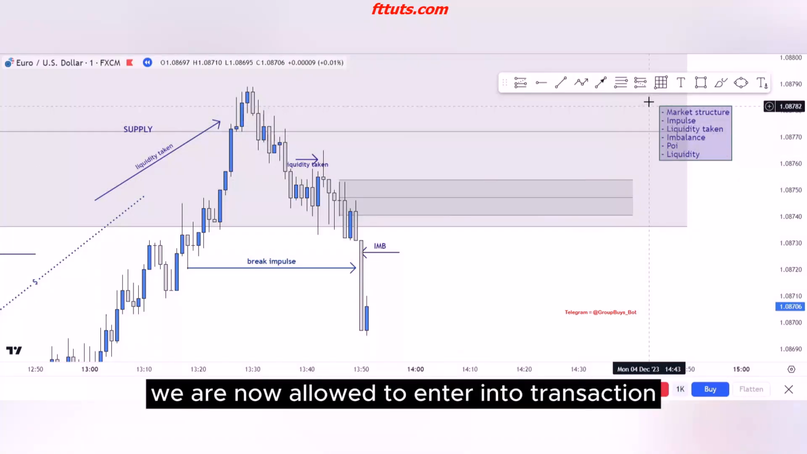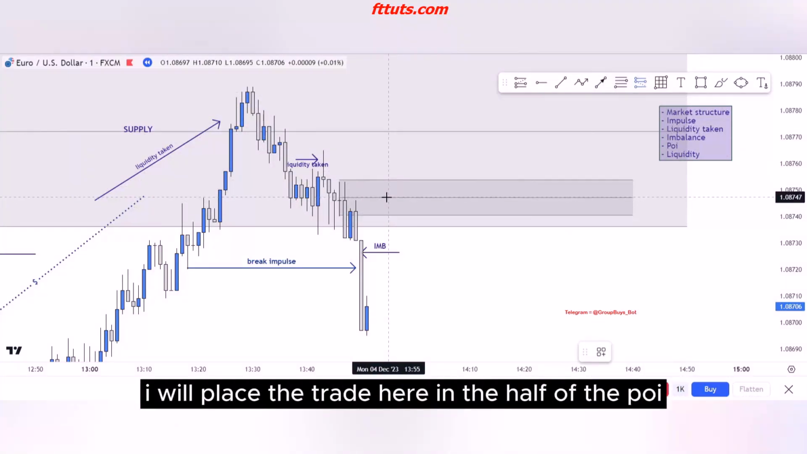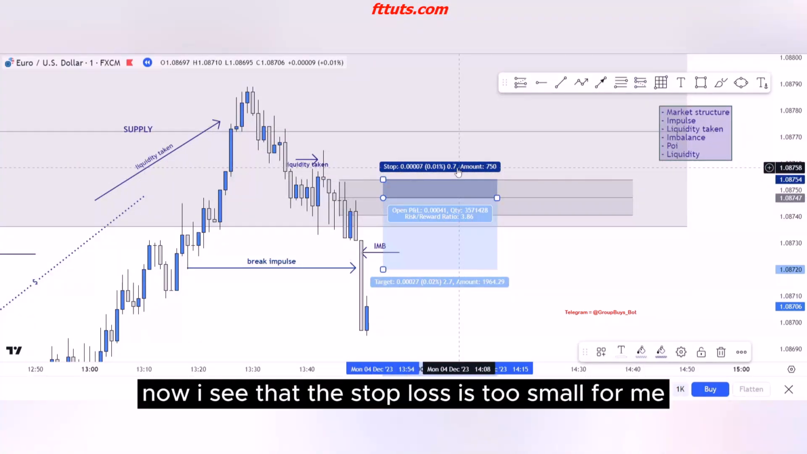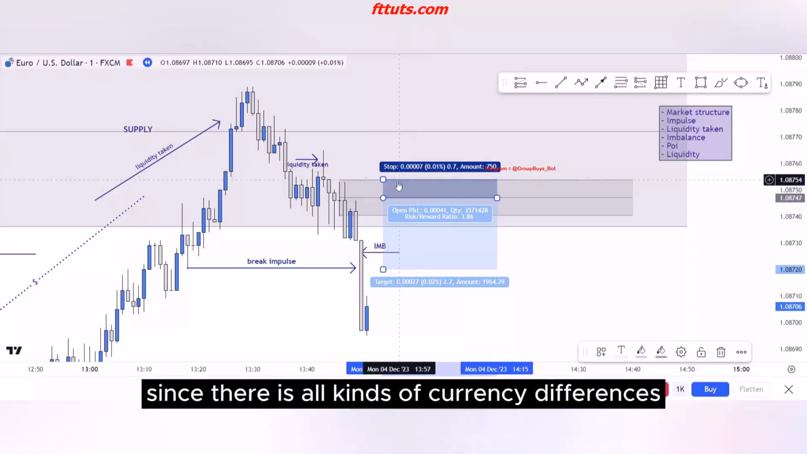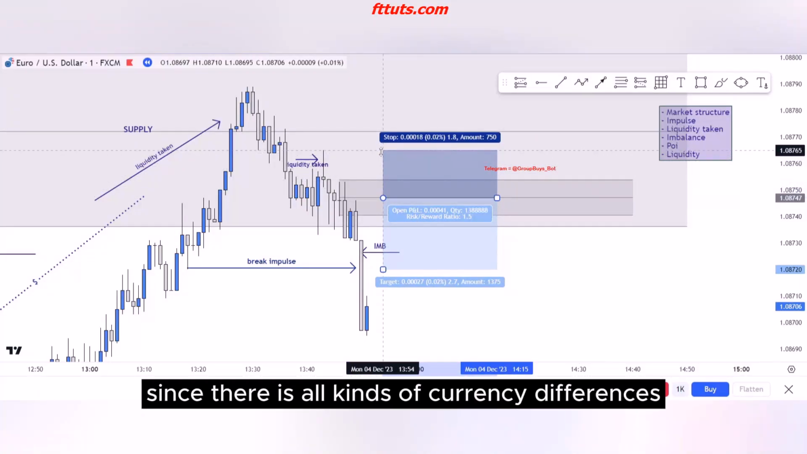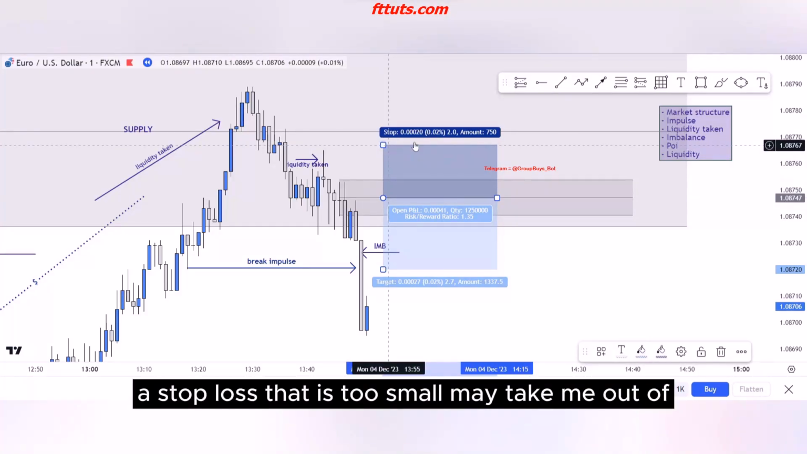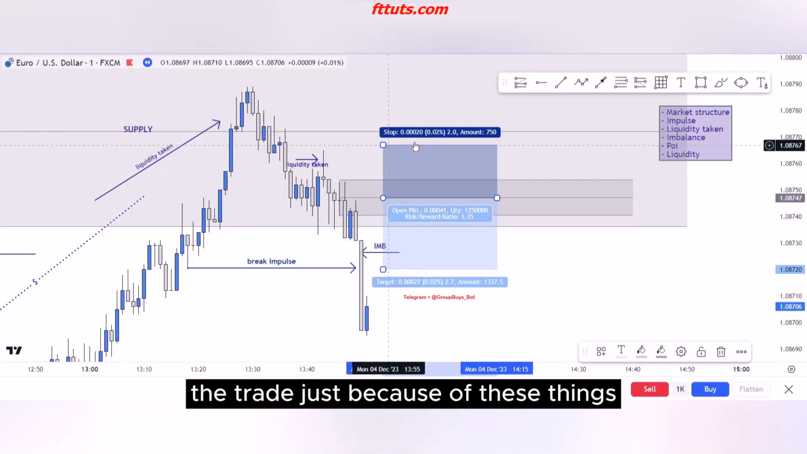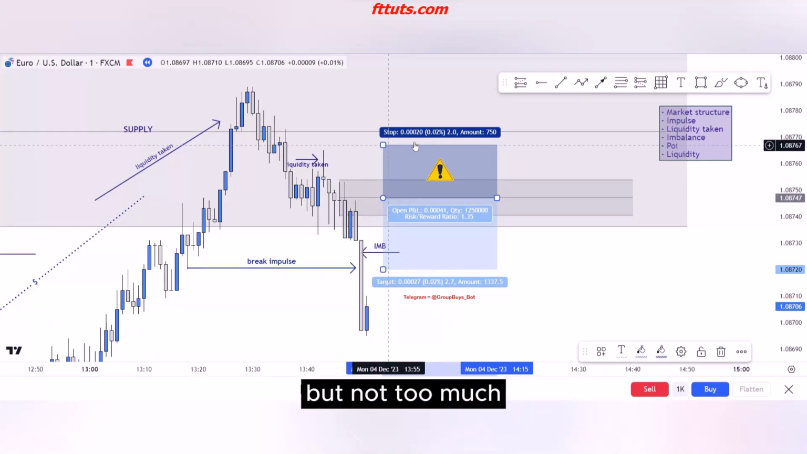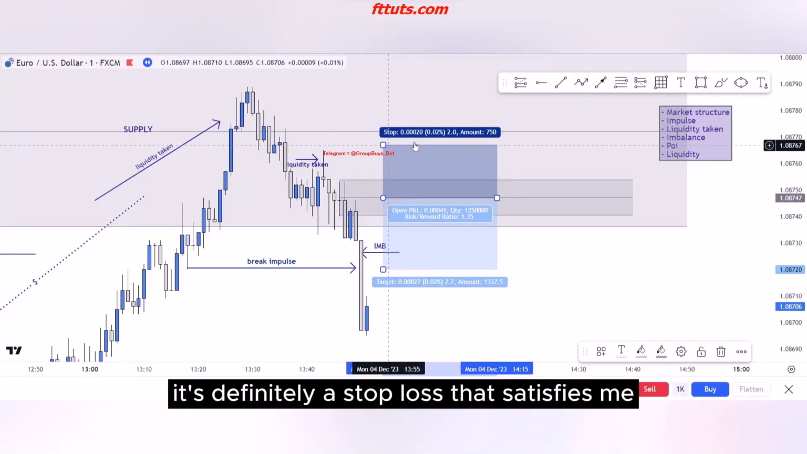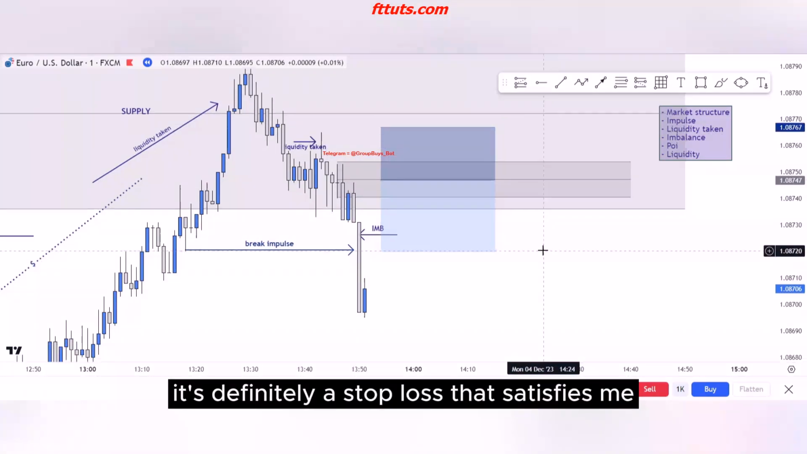We are now allowed to enter the trade. I will place the trade here at the half of the POI. Now I see that the stop loss is too small for me, since there are all kinds of currency differences and also different quotes for each broker. A stop loss that is too small may take me out of the trade just because of these things. You can have a stop loss that is small but not too small. I'll stretch it here. A stop loss of 2 is good for me, above the highest. It's definitely a stop loss that satisfies me.